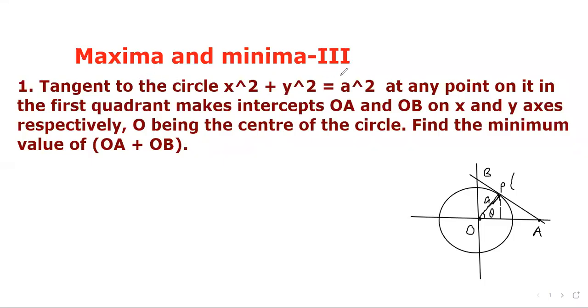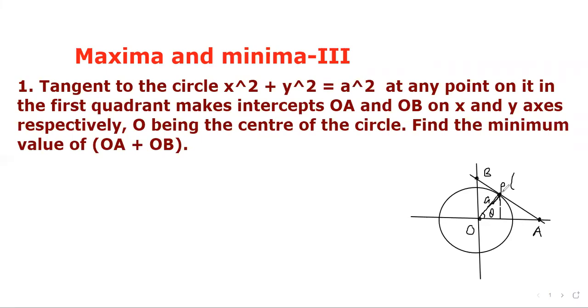Maxima and minima, part third. A tangent to the circle x square plus y square equal to a square at any point on it in the first quadrant makes intercepts OA and OB on the x and y axis respectively, O being the center of the circle. Find the minimum value of OA plus OB. Here, these are the points where the tangent to the circle cuts the axis.